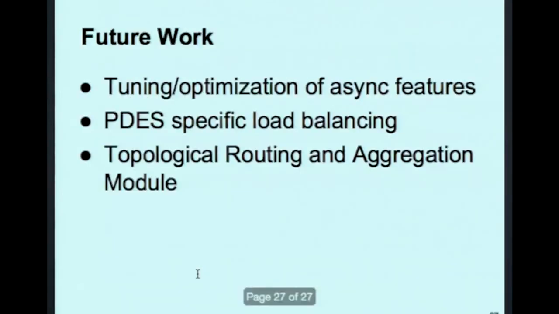So to wrap up, this is what we've done so far. These are all the features we have. I want to briefly mention where this work is going. So the first thing on our plate is definitely tuning and optimizing all these asynchronous features for the GVT. There's a lot of knobs we can turn: how often to do the GVT, how many phases to have in the fully asynchronous version, and various different parameters that weren't existent in the MPI version.